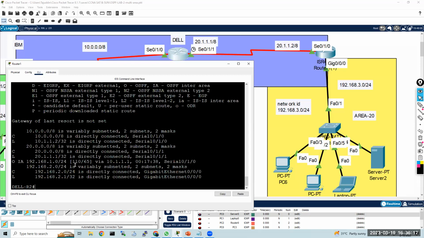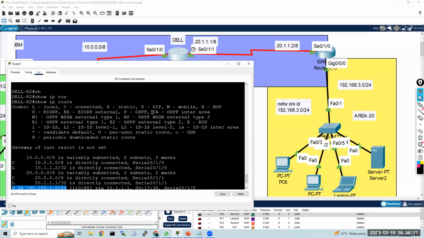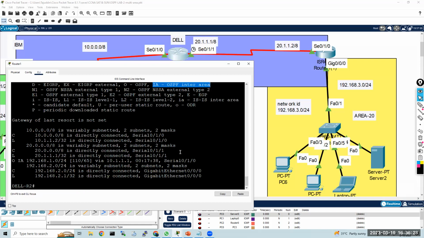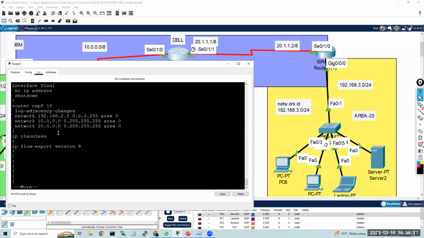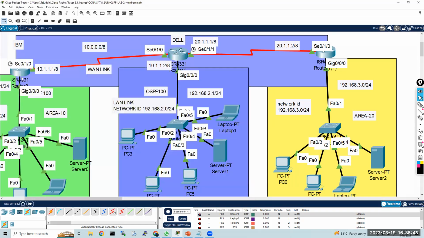Okay, he has learned, right? IA. What is IA? OSPF IA means what? From another area. Inter area. IA means inter area, it has learned from another OSPF area. Yes, other area, right? He has learned. Okay, if you check the configuration for OSPF, in router 2 the networks are configured, and all belong to area 0. Okay, let's check R1 now.